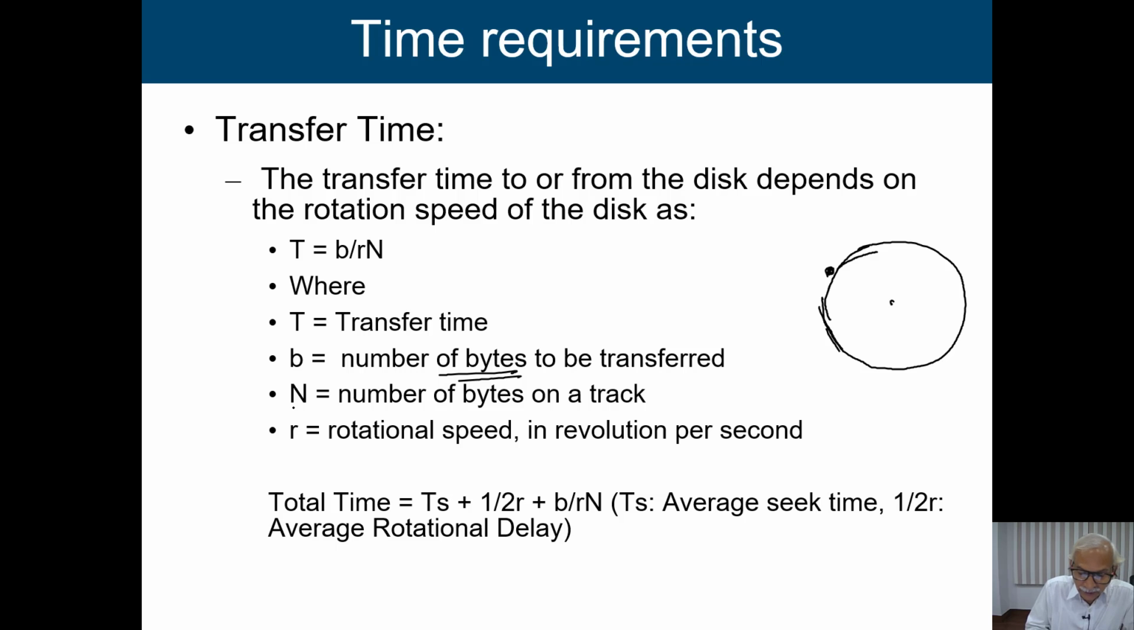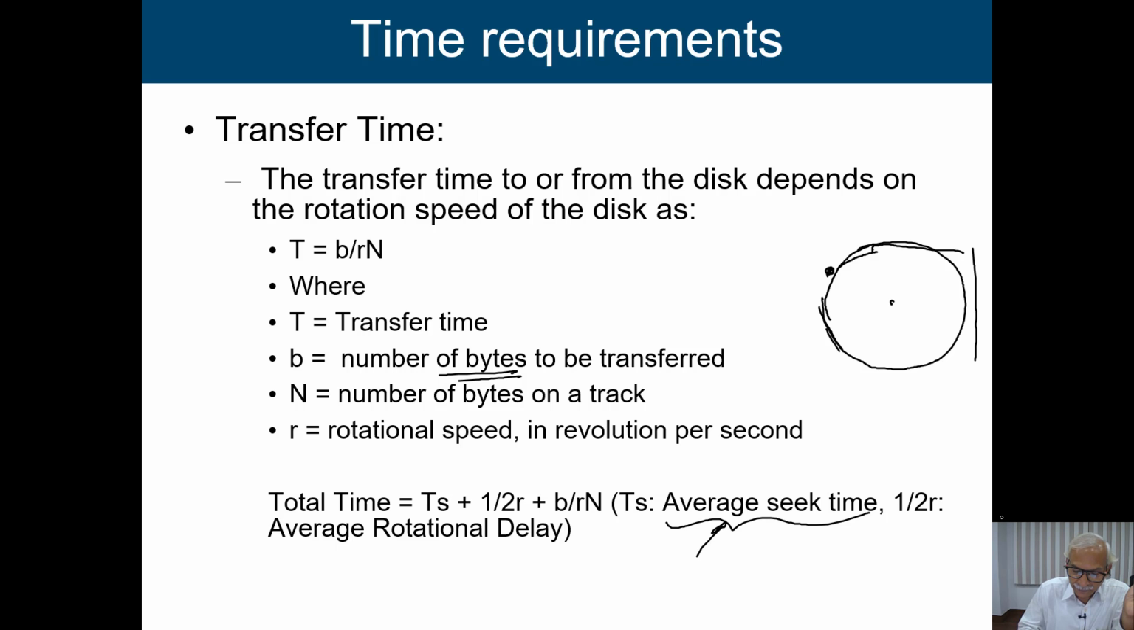Now the total time required is Ts plus 1 by 2R plus B by RN, where Ts is the average seek time. It is an average seek time because my read write head may have to move from the inner track to the outer track, or it may reside in between. From the middle to the inner track will take less time, but from the outer track to the inner track will take a long time. So for every disk, the company is going to give us the average seek time.